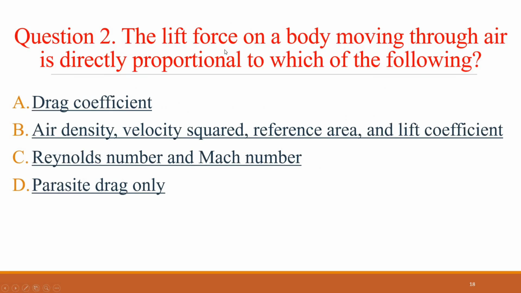Question 2. The lift force on a body moving through air is directly proportional to which of the following? The correct answer is air density, velocity squared, reference area, and lift coefficient.